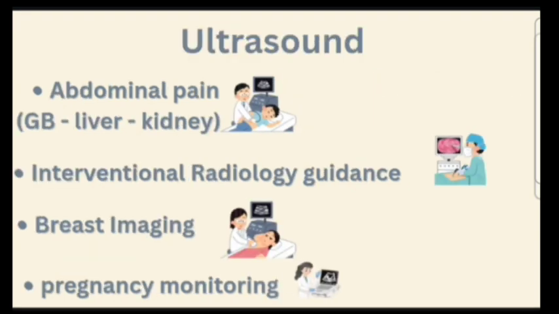The fourth type is US or sonography. It uses sound waves to create real-time images without any radiation. So, when do we use US? First, abdominal pain, especially when we're checking the GB, liver, or kidneys.